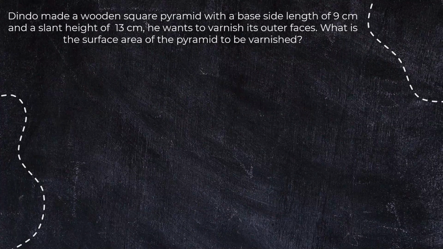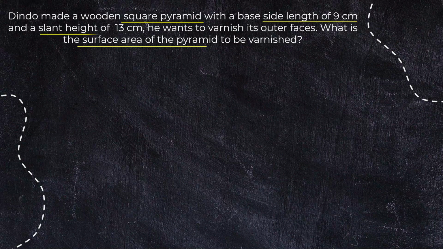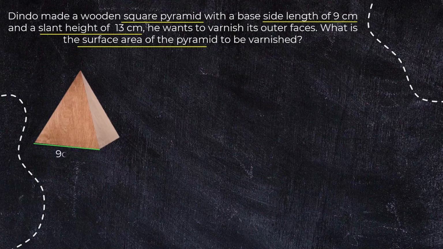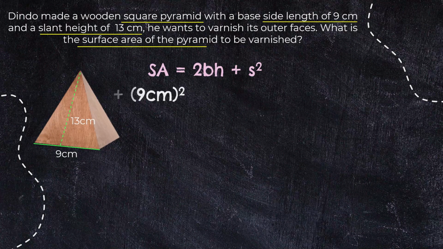So back to our problem, we are going to identify what is asked. It is the surface area of the pyramid. To be able to solve this problem, let us now identify the given. We have the length of 9 centimeters and the slant height of 13 centimeters. It is a square pyramid, so the base is 9 centimeters and the slant height is 13 centimeters. To find its surface area, let us use the formula 2 times base times the slant height plus s squared.